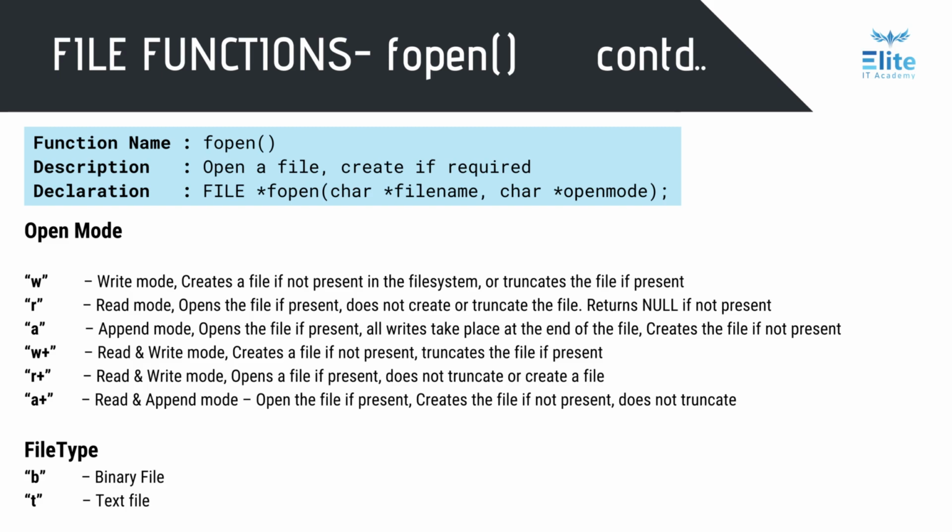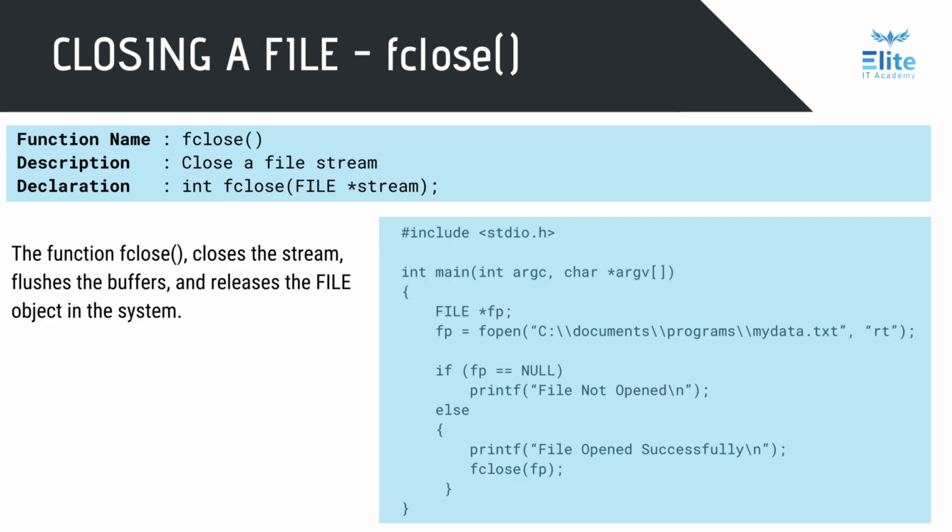Once a file is opened, you can perform read, write, and other operations on the file. After you have finished working with the file, you need to close it. The function fclose closes the file and frees all the system resources that were attached to the file. The function takes one parameter, that is the file pointer value that was returned by fopen. Once a file is closed, you can no longer perform any read or write operations on that file.